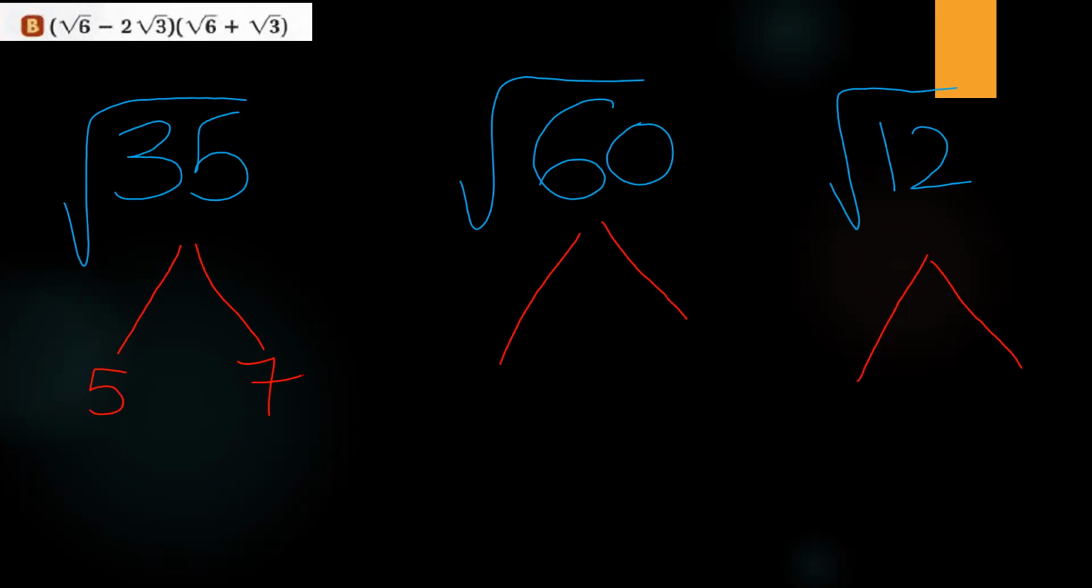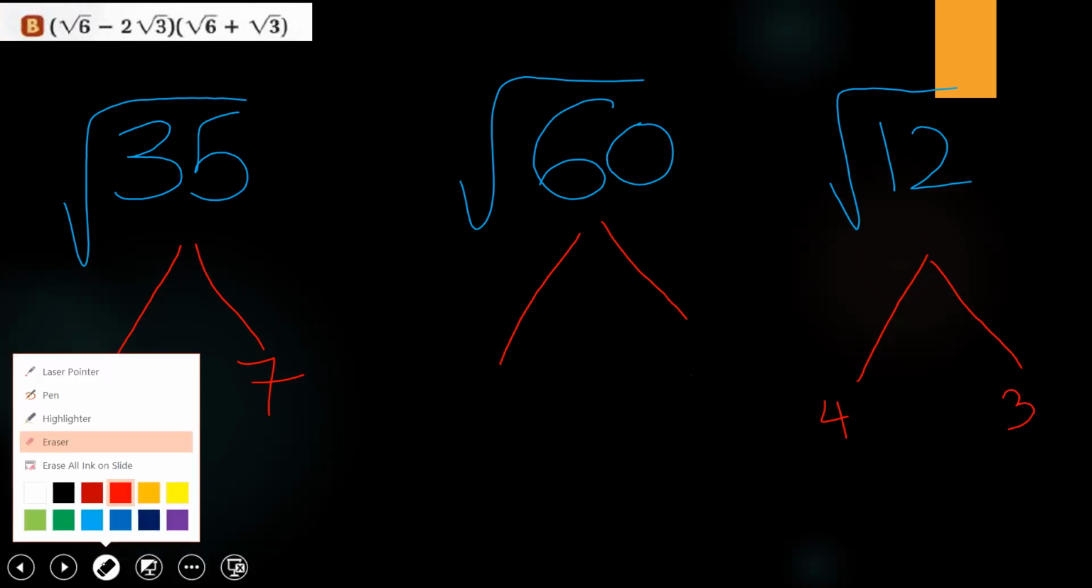For 60: 6 and 10. For 12: 6 and 2, or 4 and 3. 4 and 3, exactly. Now here, let's use 12 and 5 that we said before.